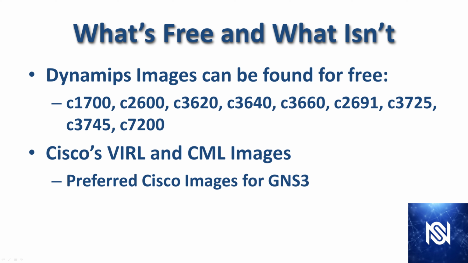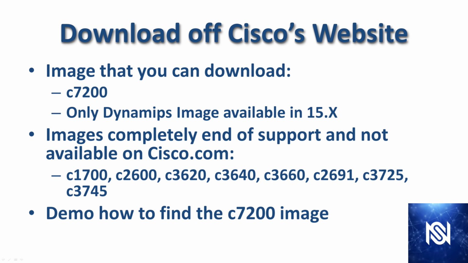There I've got a list of all the Dynamips images that you can find for free. These are the older images that have worked on GNS3 for a long time. And then what isn't free is Cisco's VIRL and CML images, which now happen to be the preferred Cisco images for GNS3. So what can you download off of Cisco's site?